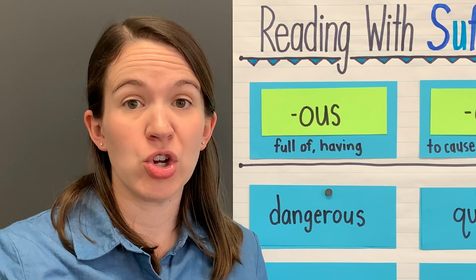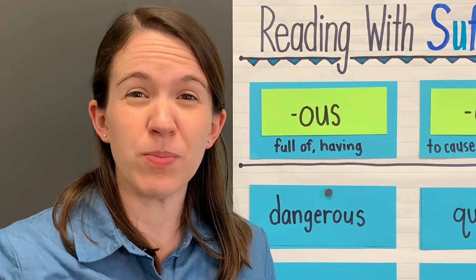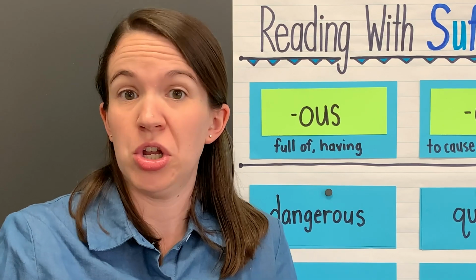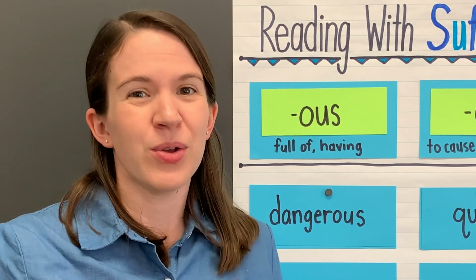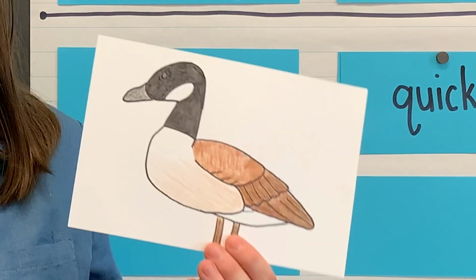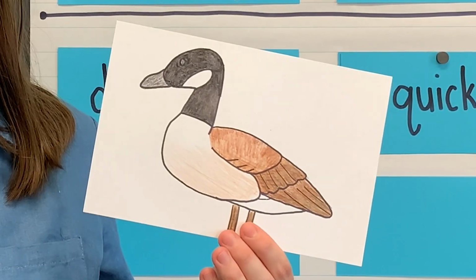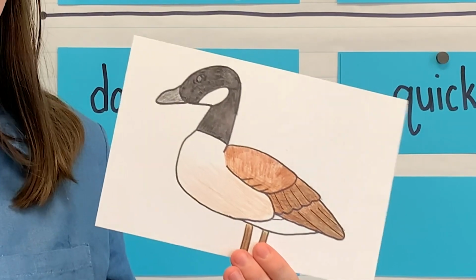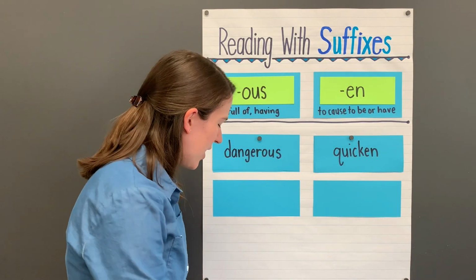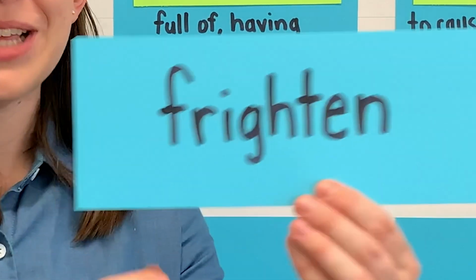Danger is something that could harm you or make you be hurt. So something dangerous is full of things that could hurt you. You know, geese can be dangerous when they think that you are threatening their eggs or their goslings. So it's good to give them a lot of distance. Let's read another word. Read this word with me.